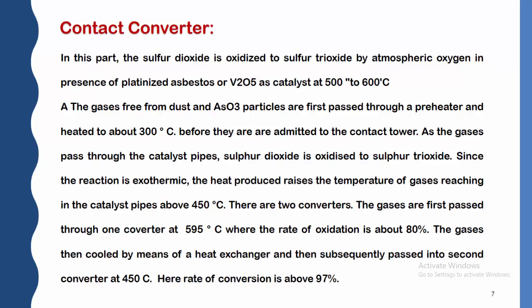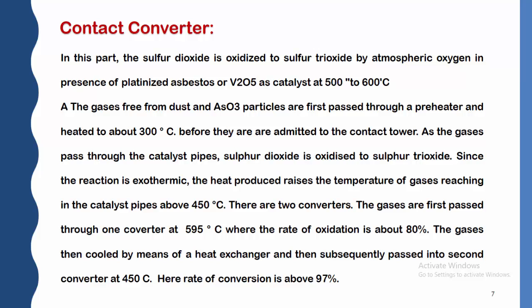As the gases pass through the catalyst pipe, the sulfur dioxide is oxidized to sulfur trioxide. Since the reaction is exothermic, that is, a heat evolution reaction, once the heat is produced the temperature itself is maintained. There are two different converters. In the first conversion, at 595 degrees Celsius, the rate of oxidation of sulfur dioxide to sulfur trioxide is about 80%. In the second conversion, the gases are cooled, further heat exchange takes place, and they are passed into the second converter, where the temperature is 450 degrees. Here the rate of conversion is 97%.